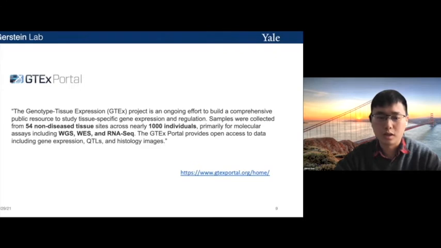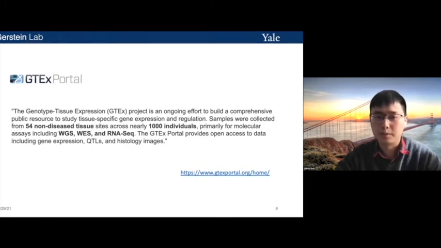One of the largest applications of eQTL analysis is done by the GTEx consortium. So this GTEx project, called the Genotype-Tissue Expression Project, has whole genome sequencing, whole exome sequencing, and also RNA sequencing on more than 1,000 people. And they also collected a lot of different tissues from all those individuals. So this is a very large data set.